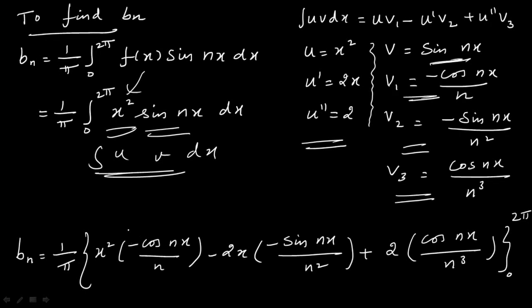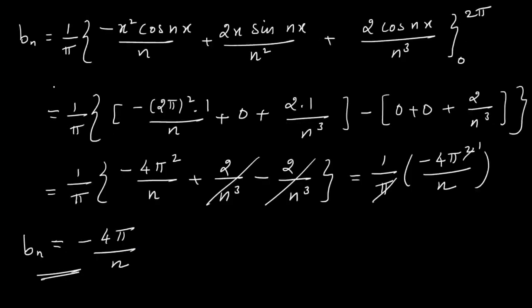So substituting the formula u v1 minus u dash v2 plus u double dash v3. In the next step, I am just simplifying. These are all the problems we have discussed already. Listen carefully. I will give you the link in the description box, that's why I am going fast. And 1 over pi, I am just simplifying the symbols.